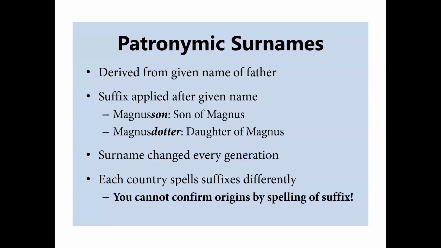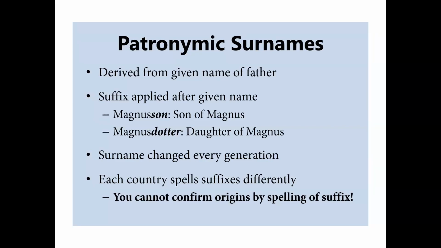The patronymic surname system is derived from the given name of the father. We have a suffix applied after the given name. So here we have Magnus son and Magnus daughter: son of Magnus, daughter of Magnus. It can be confusing because it changes every generation. Once you're working with this consistently, it makes a lot of sense. It becomes kind of second nature, but it can be tricky to get a hold on.